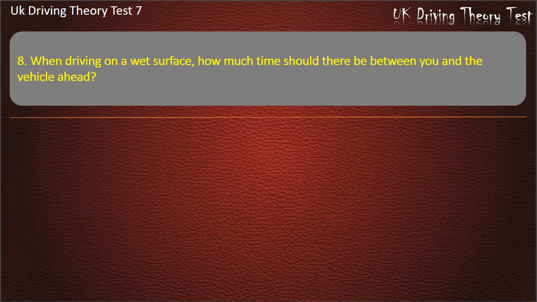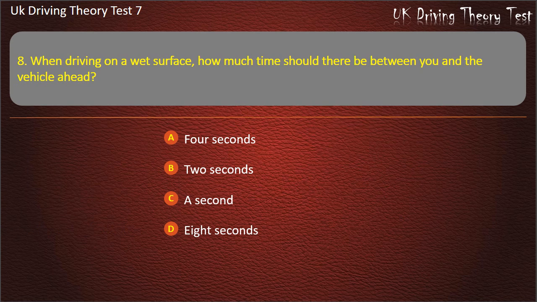Question 8. When driving on a wet surface, how much time should there be between you and the vehicle ahead? 4 seconds. 2 seconds. A second. 8 seconds. Answer. 4 seconds.